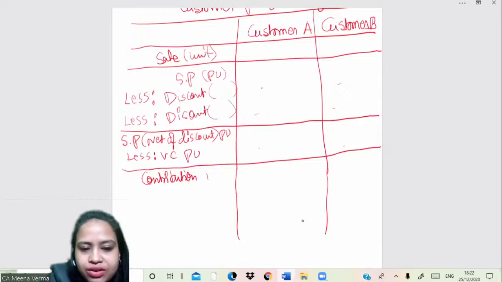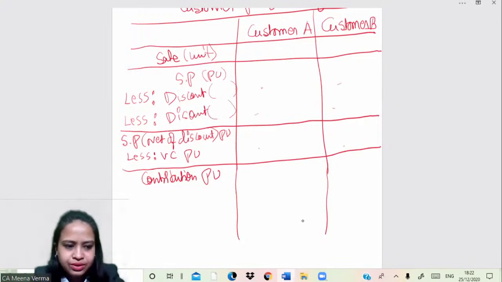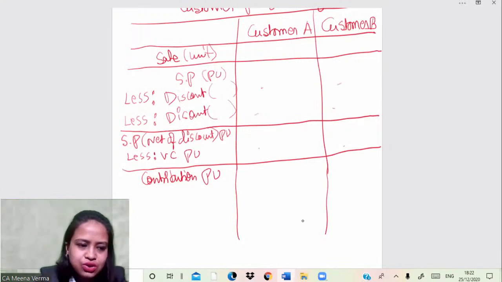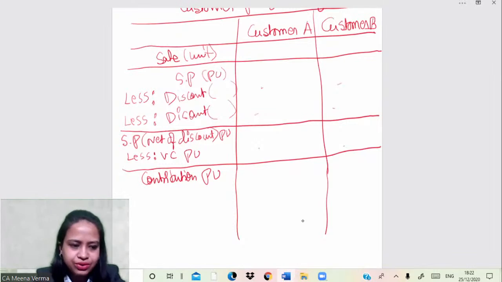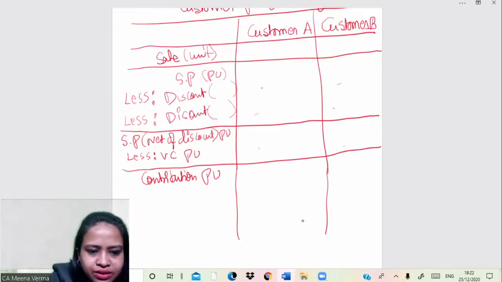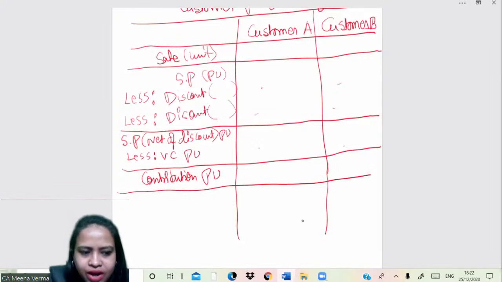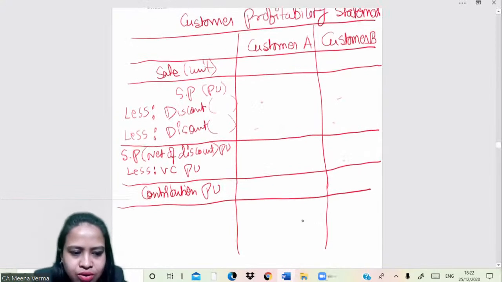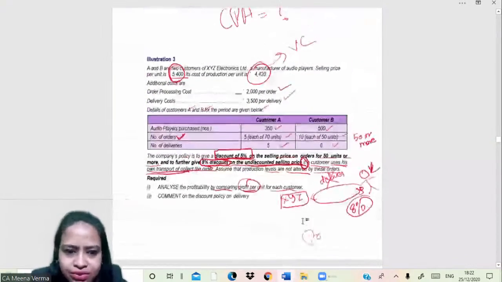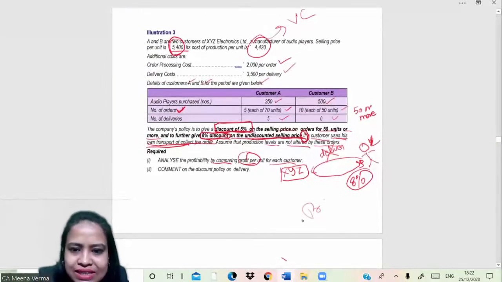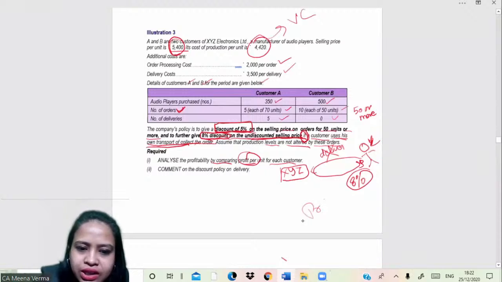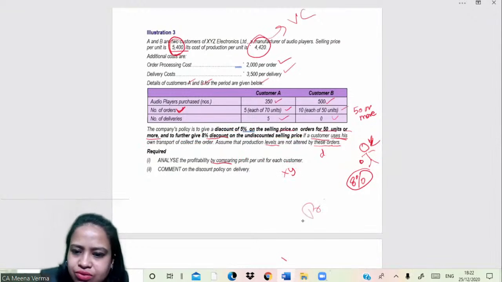You will get contribution per unit. Okay? After this, you will get contribution per unit. Okay? Then after this, what else do you have? After this contribution, you can see here you have other indirect cost. What are those indirect costs here?